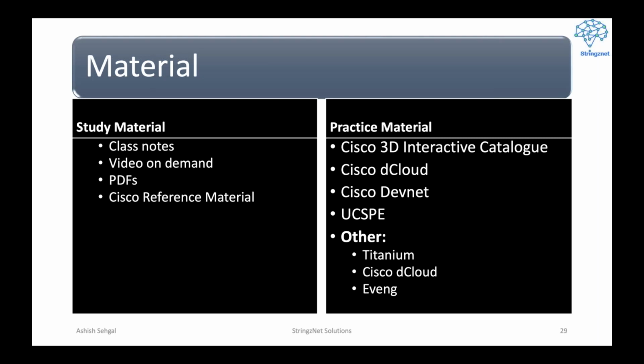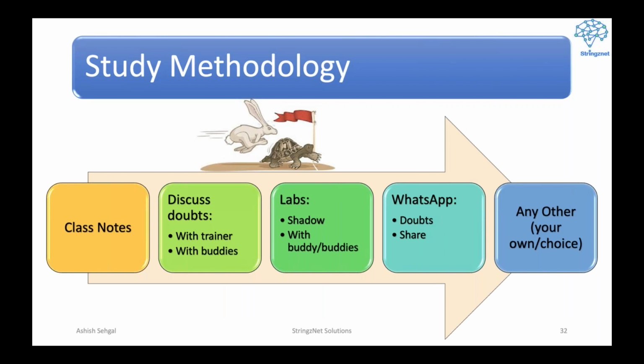Total how many months, Ashish? Total, this course will be spread across 3 months, from the first module to the last module. Theory and lab sessions will go simultaneously.